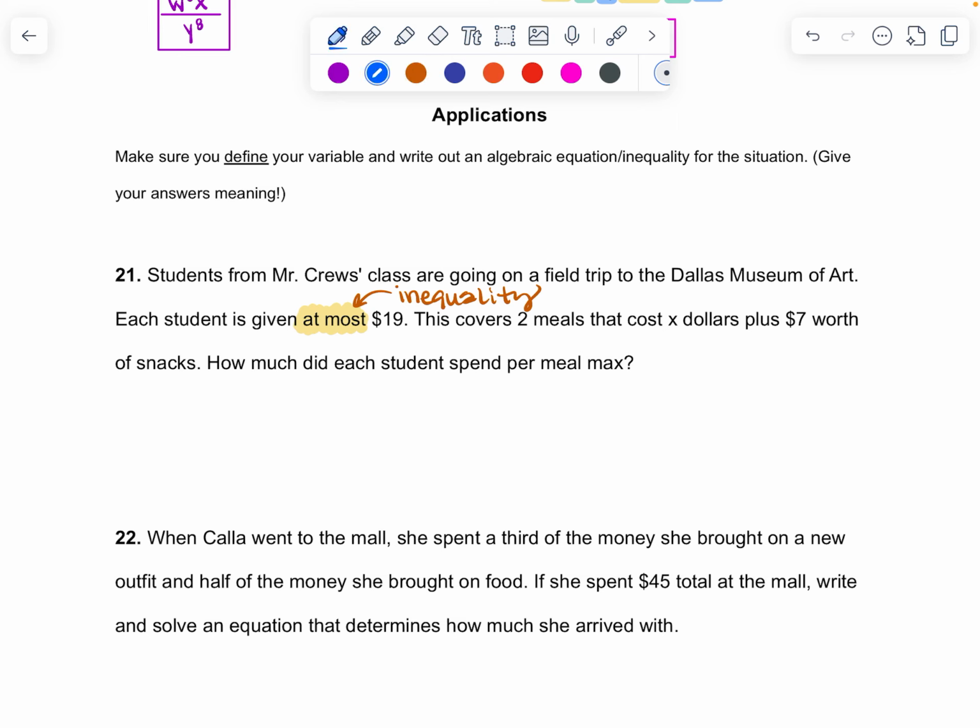These are your key phrases that tell you that you are dealing with an inequality and not an equation. Okay. All right. So they're given at most $19. This covers 2 meals that cost X dollars plus $7 worth of snacks. All right. Well, they're kind of telling you, which is kind of cool. They're telling you exactly what X stands for. So I'm going to put that over here. So X is the cost. This covers 2 meals that cost X dollars. Okay. The cost of meals.